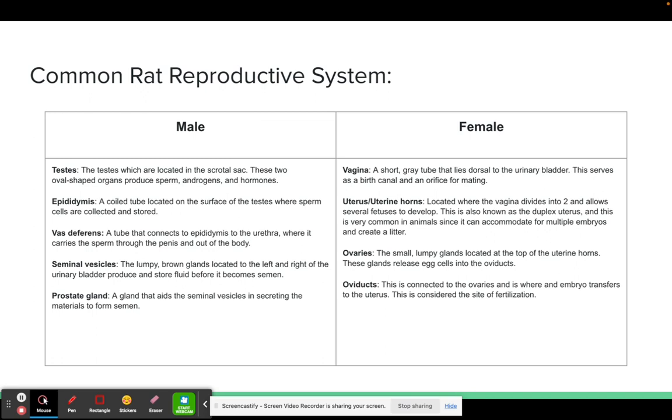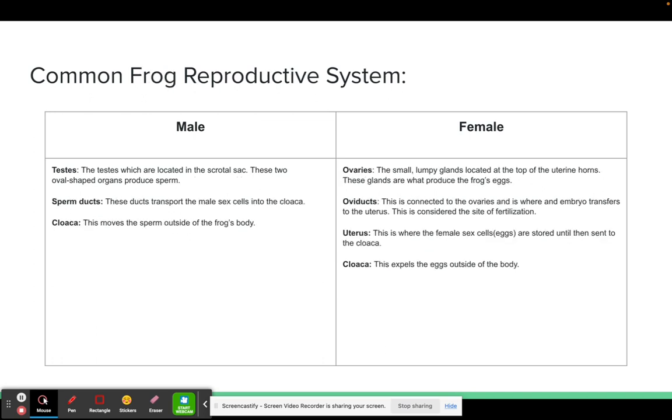Ovaries are these small lumpy glands located at the top of the uterine horns. These glands release egg cells into the oviducts, and these oviducts are what connects to the ovaries and where the embryo transfers to the uterus. And this is often considered as the site of fertilization in many animals.